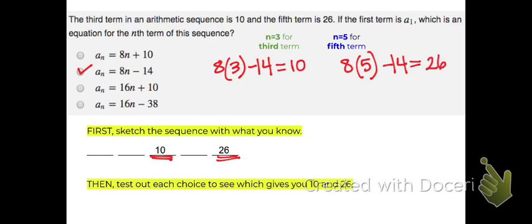I will tell you, again, there are some of them that would throw you off. If you put 3 into this one, you would get 10. But if you put 5 into this one, you don't get 26. So make sure that you check both of them.